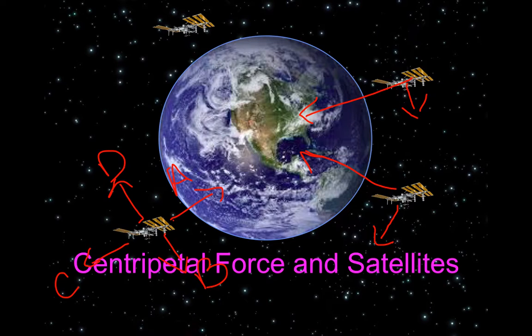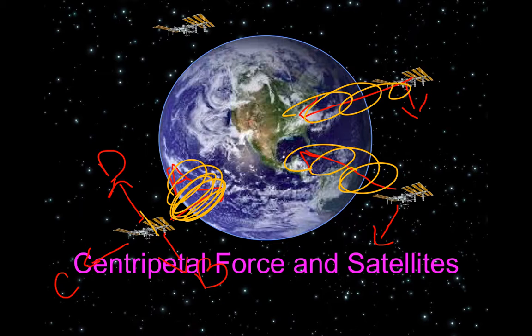Again, if, for instance, gravity was to go away, we no longer have gravity, the space station would continue to fly off into space in this direction.